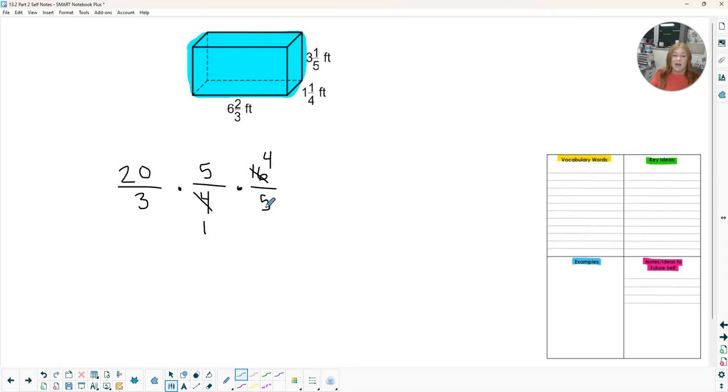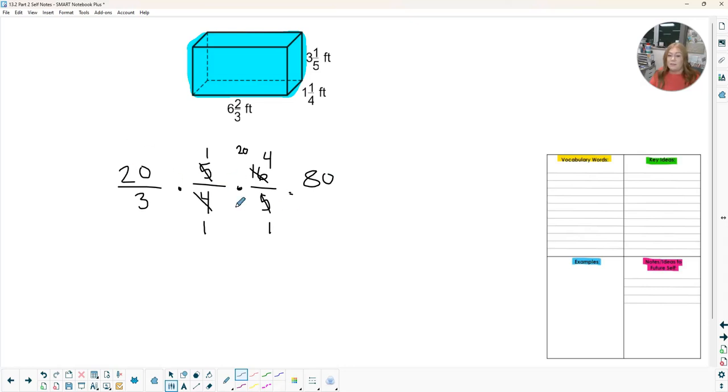And now I have this 5. I could do the 20 or I could do the 5. I'm going to choose the 5 this time just because it's going to make it a 1 and it's easy to multiply by 1. So 5 divided by 5 is 1. 5 divided by 5 is 1. So 20 times 1 is 20. And then 20 times 4: 20, 40, 60, 80.